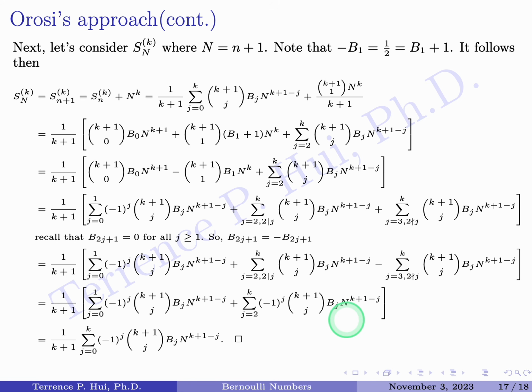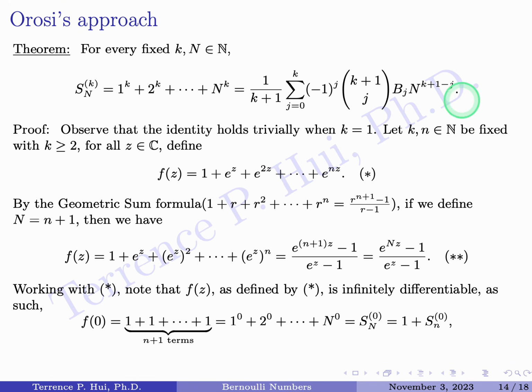All right? But now you look at this summand, and you look at this summand, you say, hey, wait a minute, they're exactly the same. Yes, they are. And so we can combine these two as well. So instead of running from j equals 0 to 1 and then from j equals 2 to k, just combine them into a single one. Just run from j equals 0 to k of this expression. And that's the proof. That's Orosi's proof of this general formula.